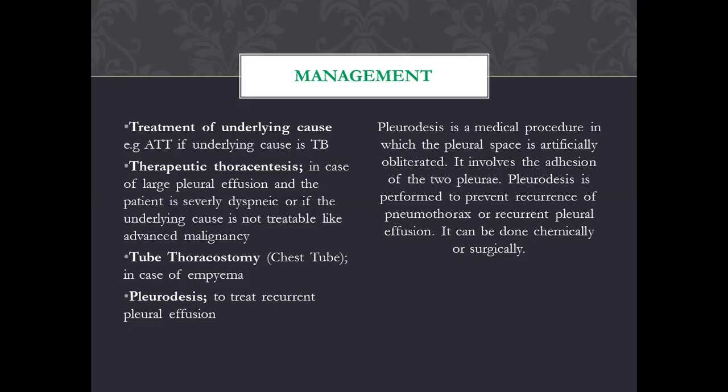Tube thoracostomy, or chest tube, is inserted when there is an empyema, and pleurodesis is used to treat recurrent pleural effusion. Pleurodesis is a medical procedure in which the pleural space is artificially obliterated. It involves the adhesion of the two layers of the pleura, that is the visceral and the parietal layer. Pleurodesis is performed to prevent the recurrence of pneumothorax or recurrent pleural effusion. It can be done chemically or surgically. So this is the treatment of pleural effusion.